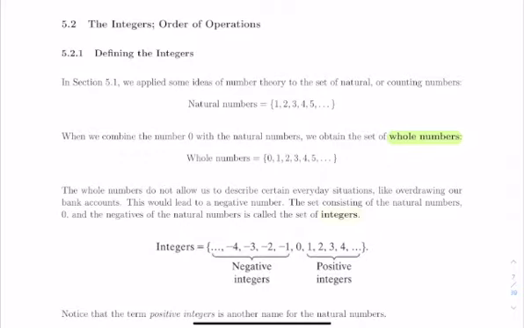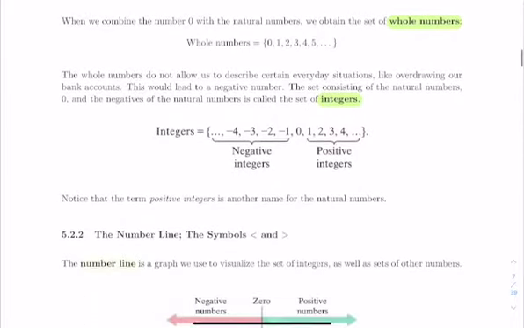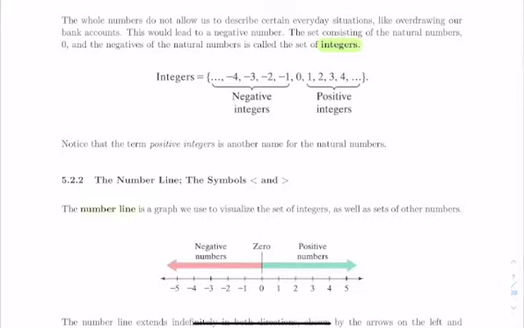The whole numbers do not allow us to describe certain everyday situations like overdrawing bank accounts. This would lead to a negative number. The set consisting of the natural numbers, 0, and the negatives of the natural numbers is called the set of integers. So that's like -4, -3, -2, -1, 0, 1, 2, 3, and 4, and it keeps going in both directions. And those positive integers are just the counting numbers, the natural numbers that we learned in the first section.